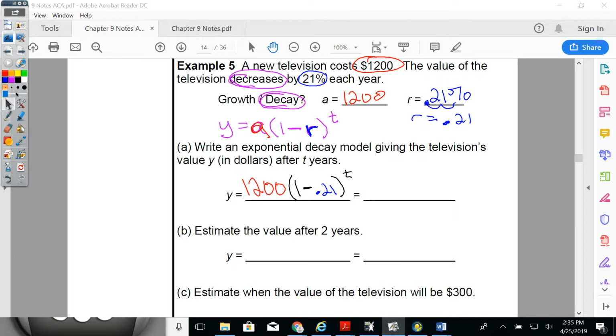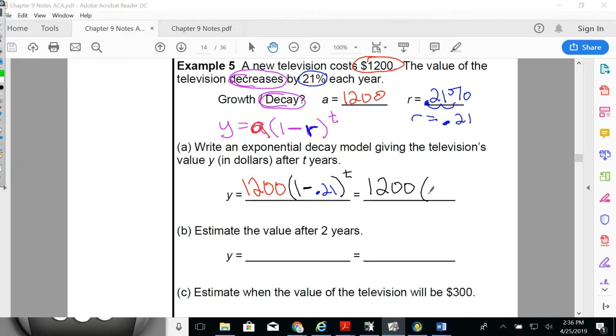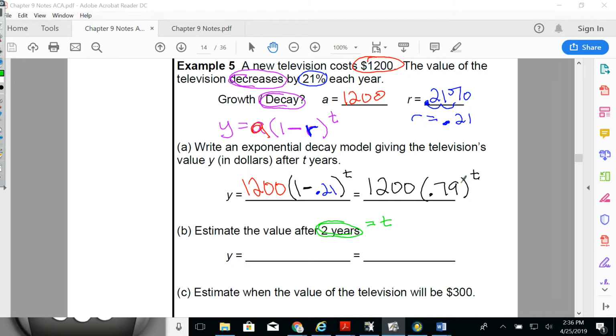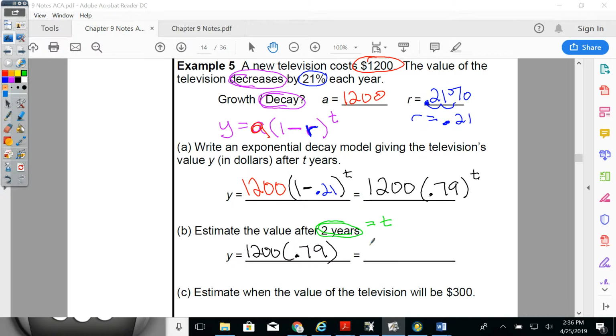So if we subtract 1 minus 0.21, we get that the equation is 1,200 times 0.79 to the T. So we're going to use this equation for B, C, and D. For part B, it says estimate the value after 2 years. The 2, since it's years, is giving us the time. So we're going to take our equation and plug it in for time. So 1,200 times 0.79 to the second power, so squared.